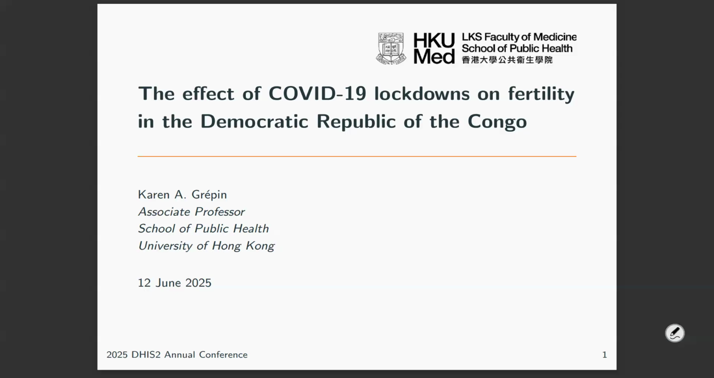This session we have three presenters. We have Karen first on the effect of lockdowns on fertility. And then we have Yoshito Kawakazu from UNICEF on climate hazards and MNCH service delivery. And then we have Donat from Ifakara Health Institute presenting from the Impulse study on newborn and stillbirth data from CAR in Tanzania. So I'll give the word now to Karen.